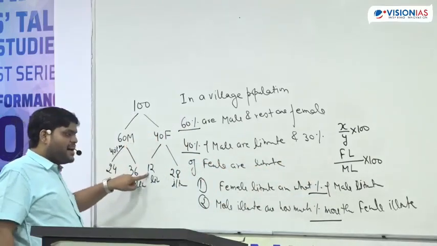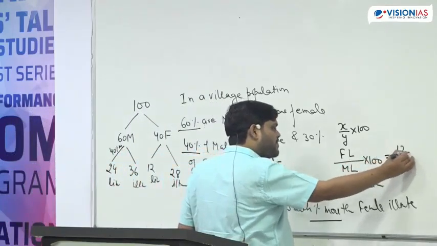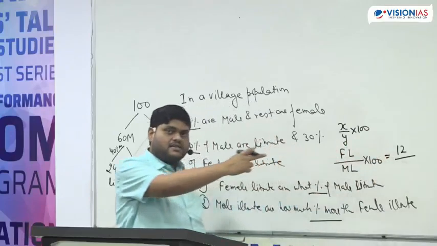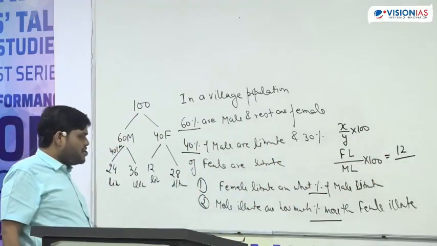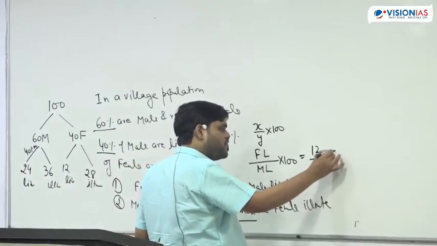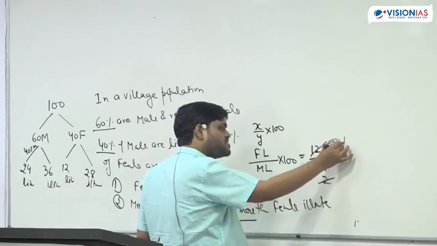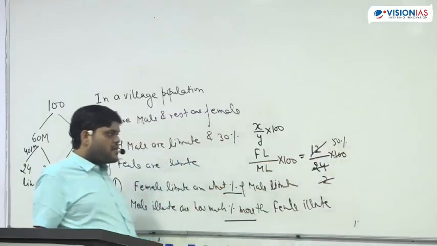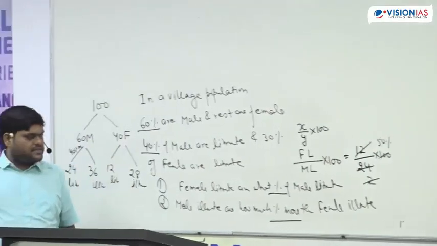Female literate are 12. I hope this is visible on this side. Male literate are 24. So 12 upon 24 into 100 gives us 50%. The answer to the first question is 50%.